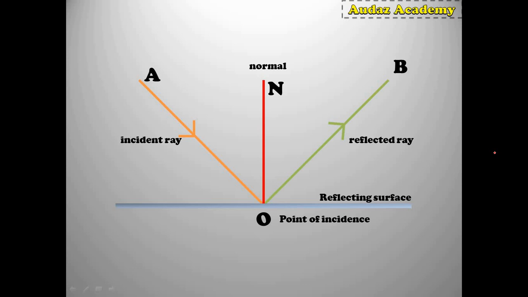The point where the incident ray strikes the surface is called the point of incidence. Point O is the point of incidence here. The angle made by the incident ray with the normal is called the angle of incidence. Here angle AON is the angle of incidence, and the angle made by the reflected ray with the normal is called the angle of reflection. So you can see here angle AON is the angle of incidence, and angle BON is the angle of reflection. These both angles are measured with respect to the normal.